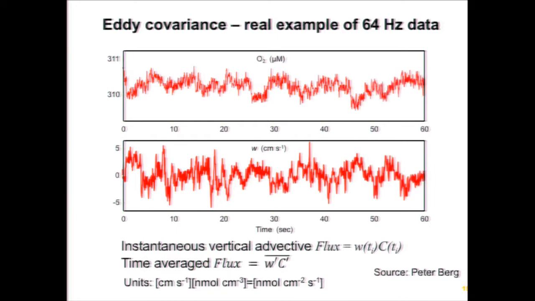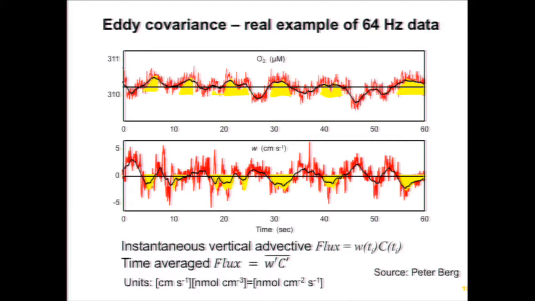So again, we make these measurements usually at 64 times a second, 64 hertz. This is an example of just 60 seconds of data, and this is what it might look like. But to arrive at a flux, we have to take a few steps. We need to separate the variations from a mean. And here there's just a short-term running average put through the data to illustrate the separations from the mean.